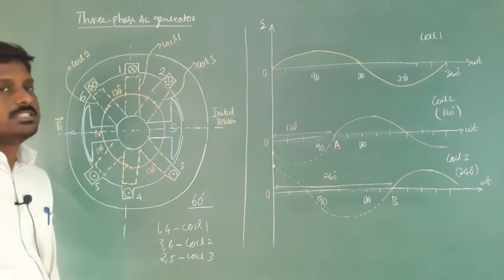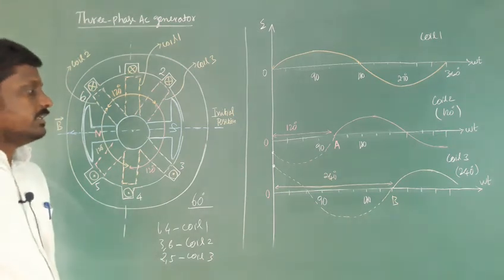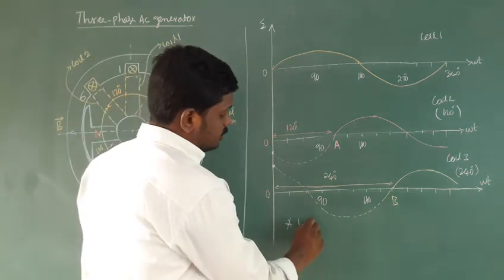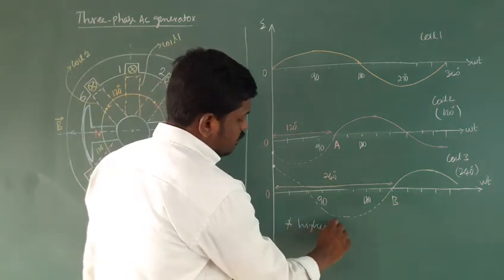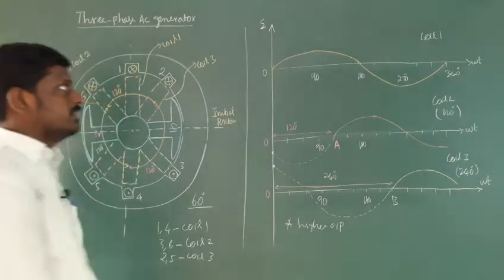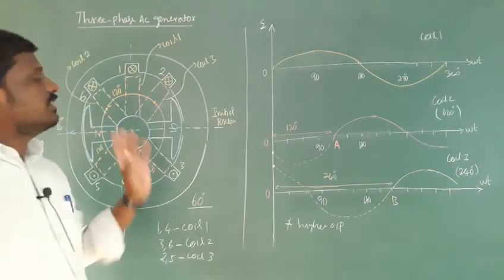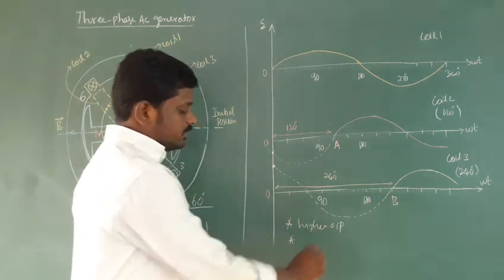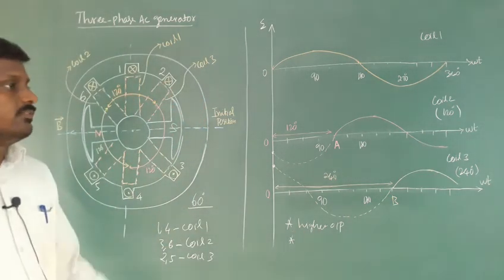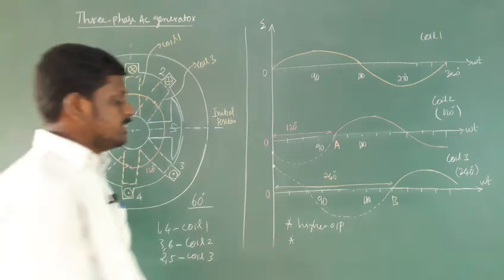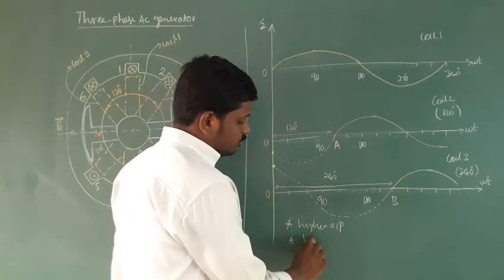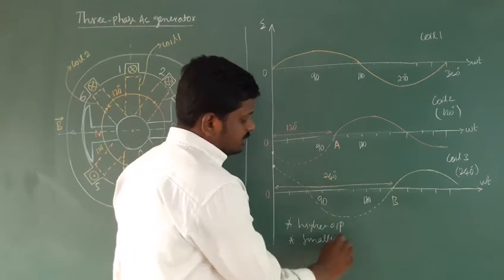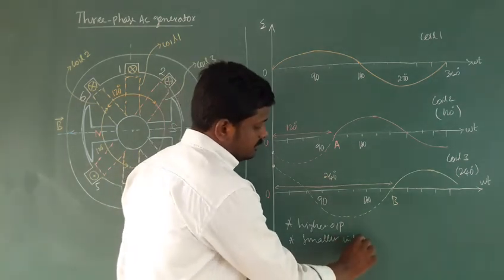What are the advantages of the three-phase AC generator? First, it gives higher output. Compared to a single-phase AC generator, the three-phase AC generator produces higher output. Second, compared to a single-phase AC generator, the three-phase AC generator is more compact and smaller in size for the same capacity.